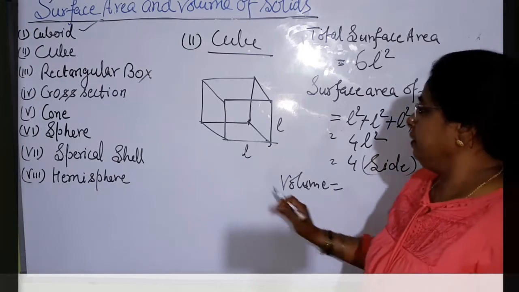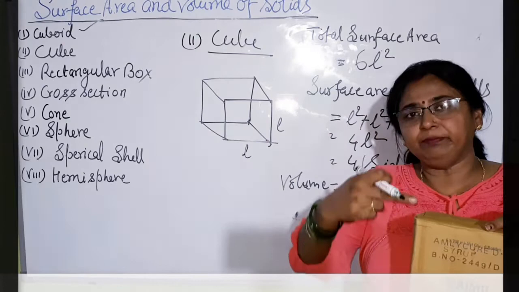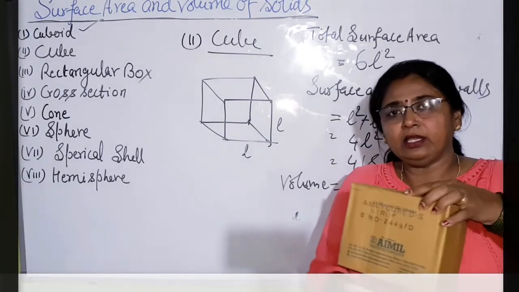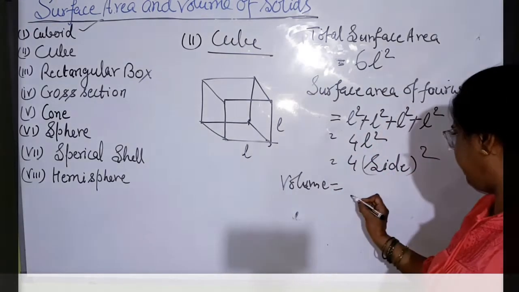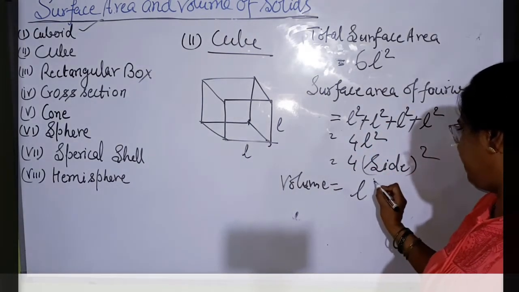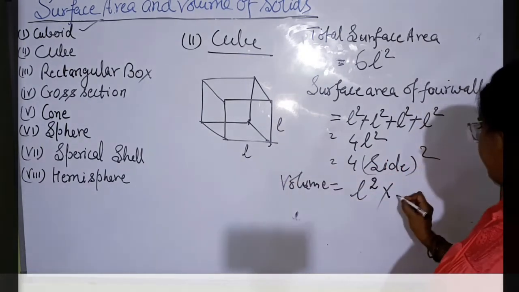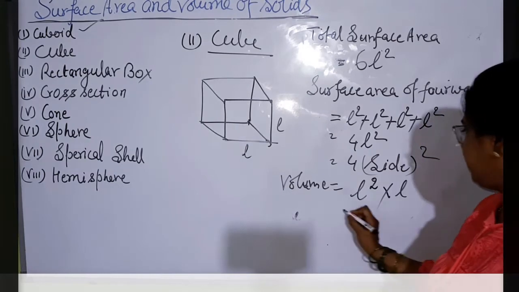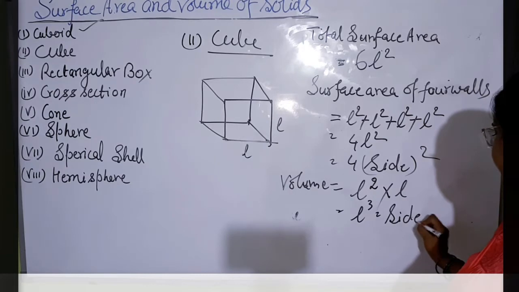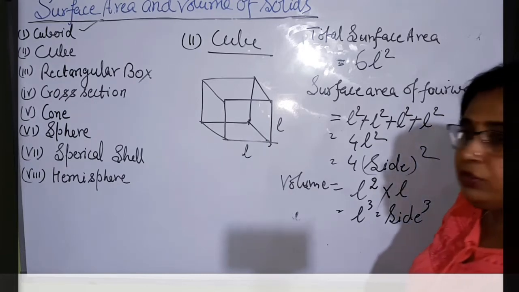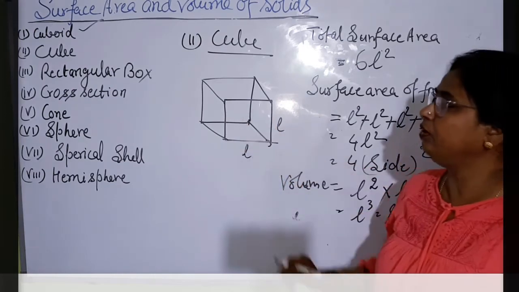Volume is equal to area of base multiplied by height. As for area of base, base is a square, so their area is L square, is it? Area is L square into height, height also L, that's why multiplied by length, side, so it is L cube, it means cube of side, that is volume of cube.